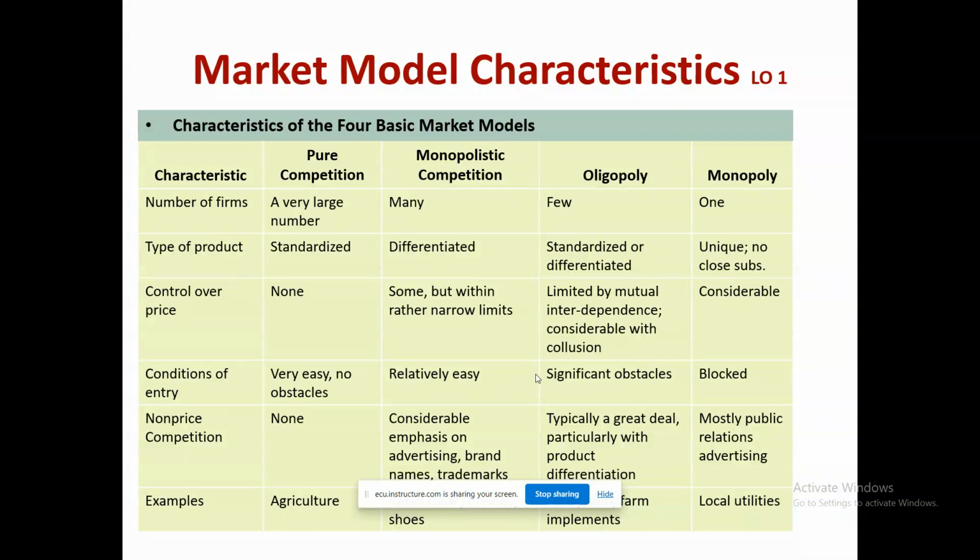The last one is monopolistic competition. The number of firms is in between the number for perfect competition and the number for oligopoly. There are many firms producing differentiated products. Monopolistic competition firms have some, but not much, control over price. It's relatively easy to enter or exit a monopolistic competition market.